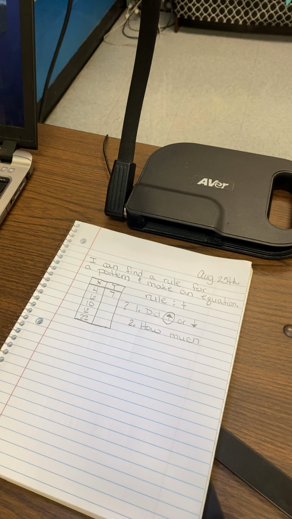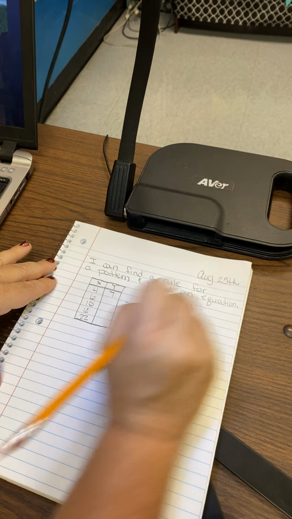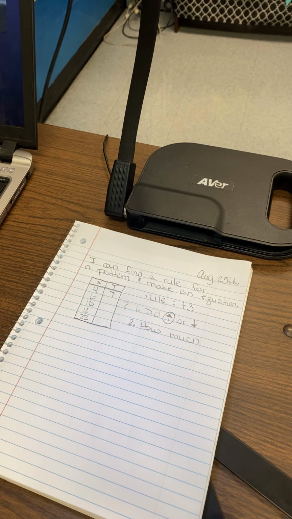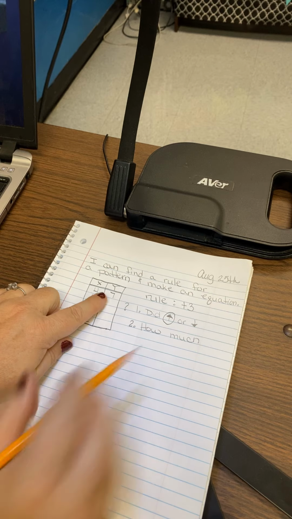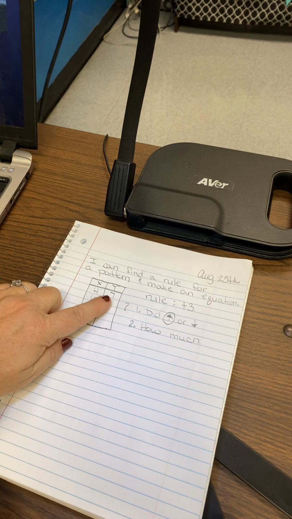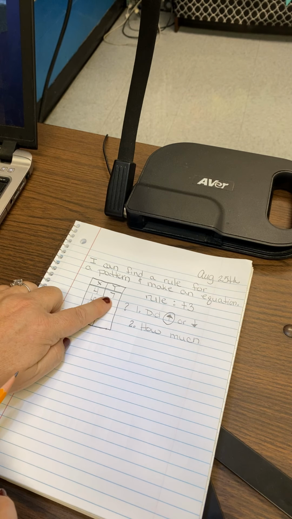Now my question is, how much? If I'm at 4 and I'm moving to 7, how much do I increase? So I'm at 4, I'm going to go 5, 6, 7. How much should I increase? 3. So I'm going up by 3. So what I'm saying is 4 plus my rule 3 equals 7.